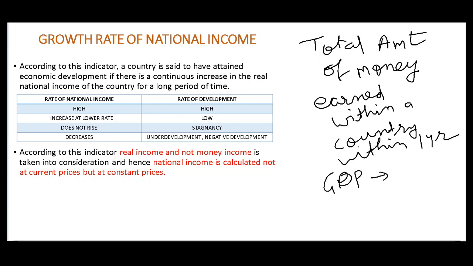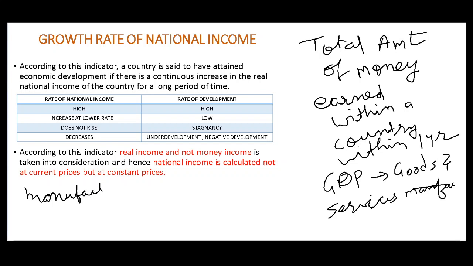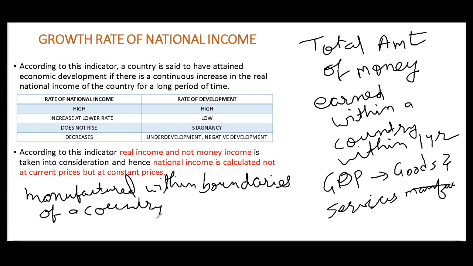GDP also means goods and services manufactured within the boundaries of a country within 1 year. Okay, two definitions we can give.